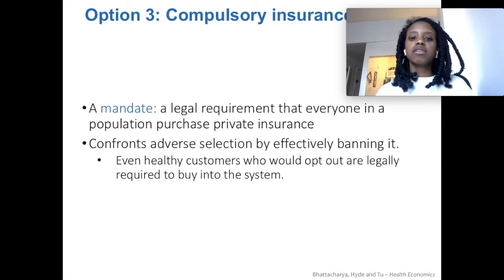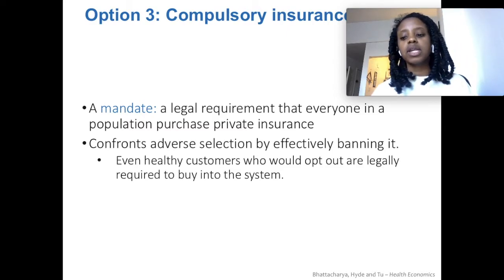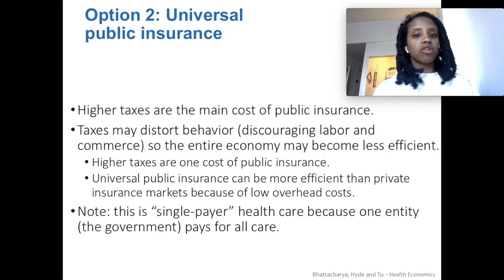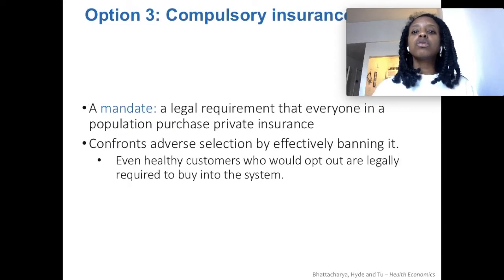Compulsory insurance can be related to universal public insurance, but it's just a legal requirement that everybody enrolls in and purchases private insurance. So it's different from just having universal public coverage where the government is the one that collects all of the money through taxes and pays that out to healthcare providers. With compulsory insurance, you can still have it be universally covered. However, it's happening through the private markets. There's just a legal requirement that everybody enters into that private insurance market.